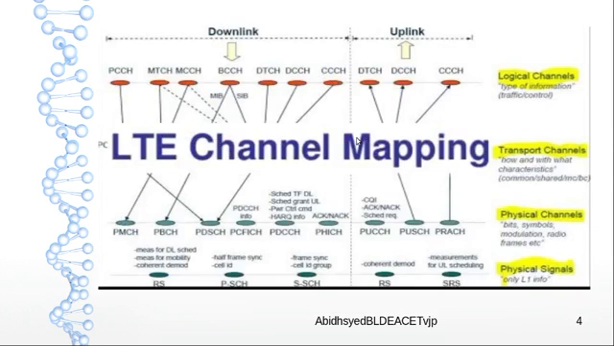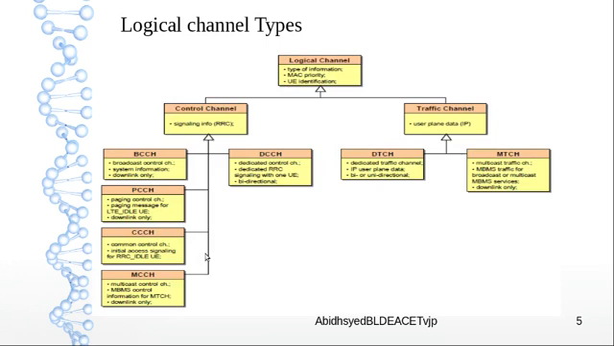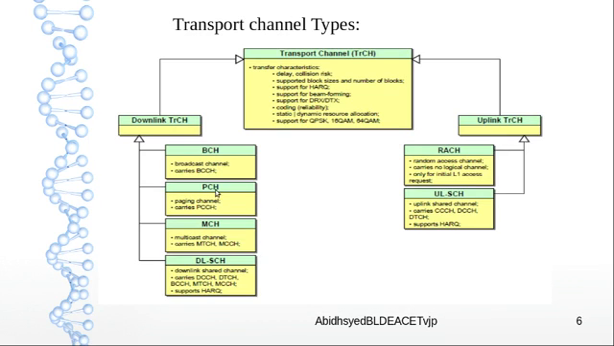So these are the different types of transport channels. As you can see here, transport channels: MCH, DLSCH, BCH, PCH. PCH, paging channel, carries paging information. BCH, broadcast channel, carries broadcast information, like this.